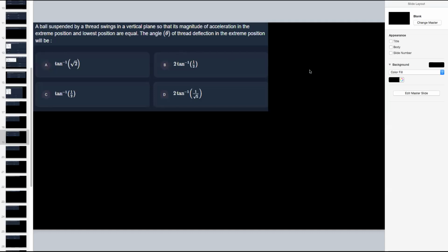Say here, when this pendulum is moving, this is the lowest position, and we consider this is the highest position. Now at the highest position, suppose I consider this is a simple problem. Here the acceleration is 0, and here the acceleration is maximum. Do you know this?